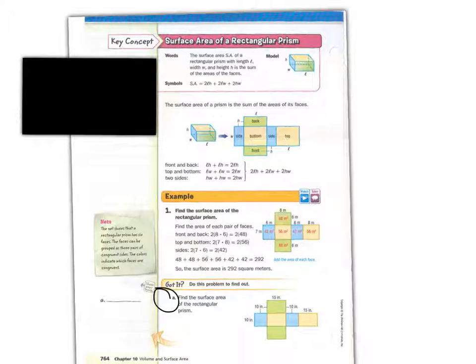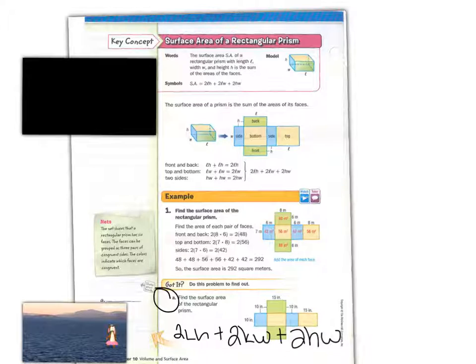Okay, so go ahead and write out the formula. I'll help you by writing out the formula. 2 times the length times the height plus 2 times the length times the width plus 2 times the height times the width. Plug in all of your numbers and then come back with the answer. Press pause now to calculate your answer. Okay, let's check in with Puppy Prism and see if our answer matches his.